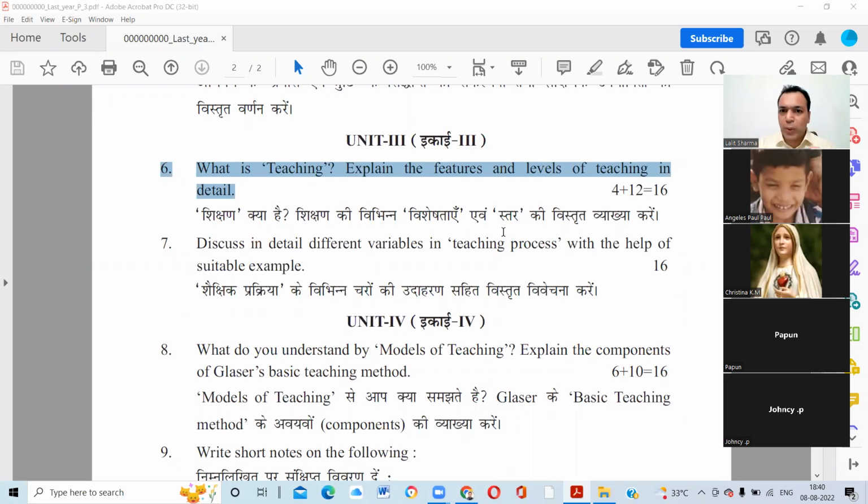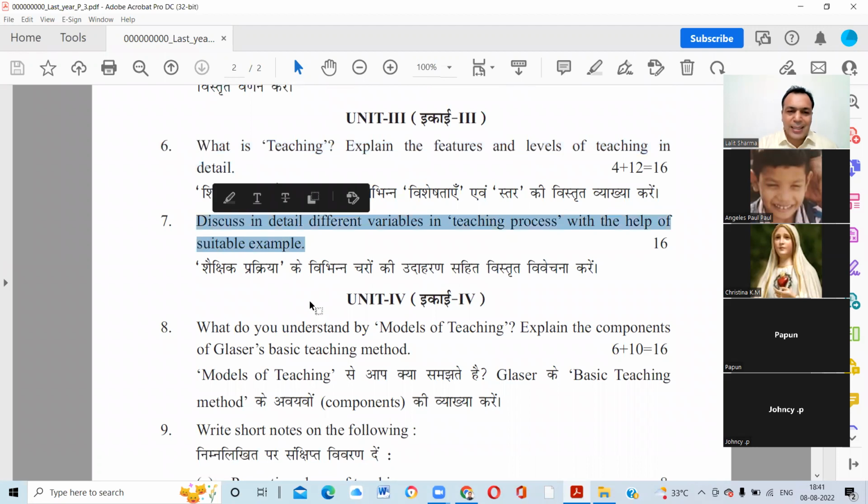And the most important is the level of teaching. So three things you have to define in this question. The levels of teaching, you know that there are three levels of teaching, right? Memory level, understanding level, or reflective level.